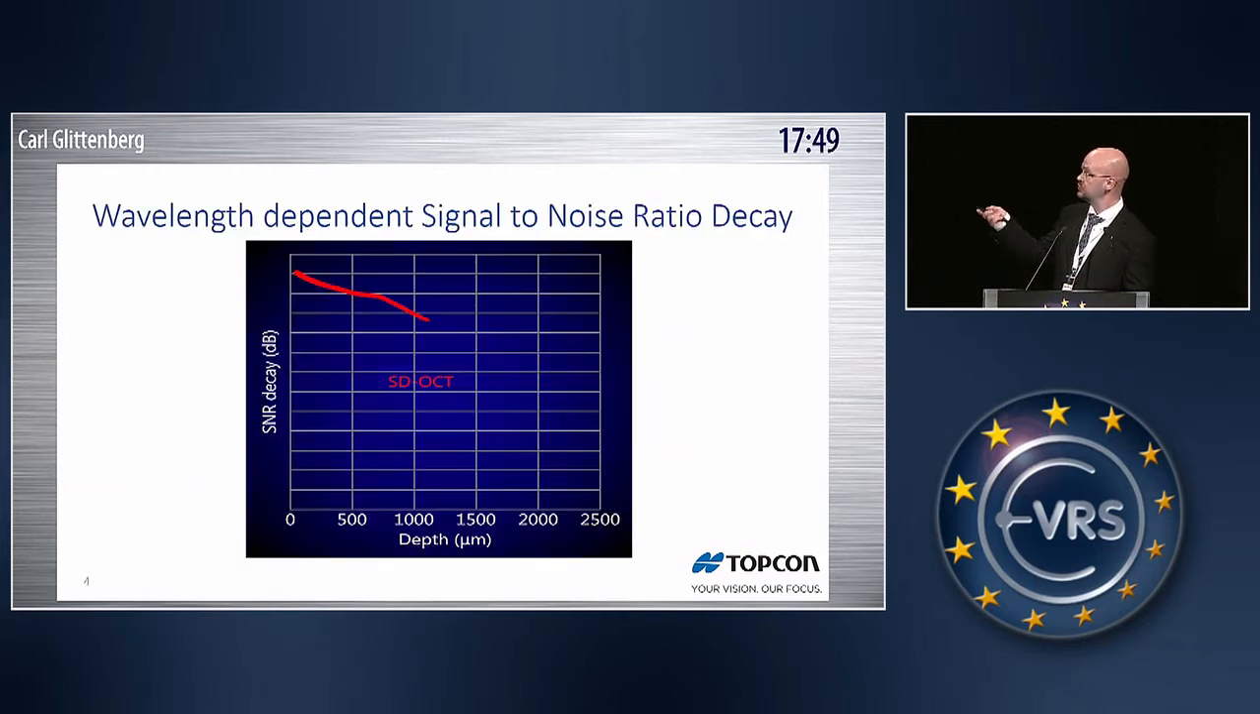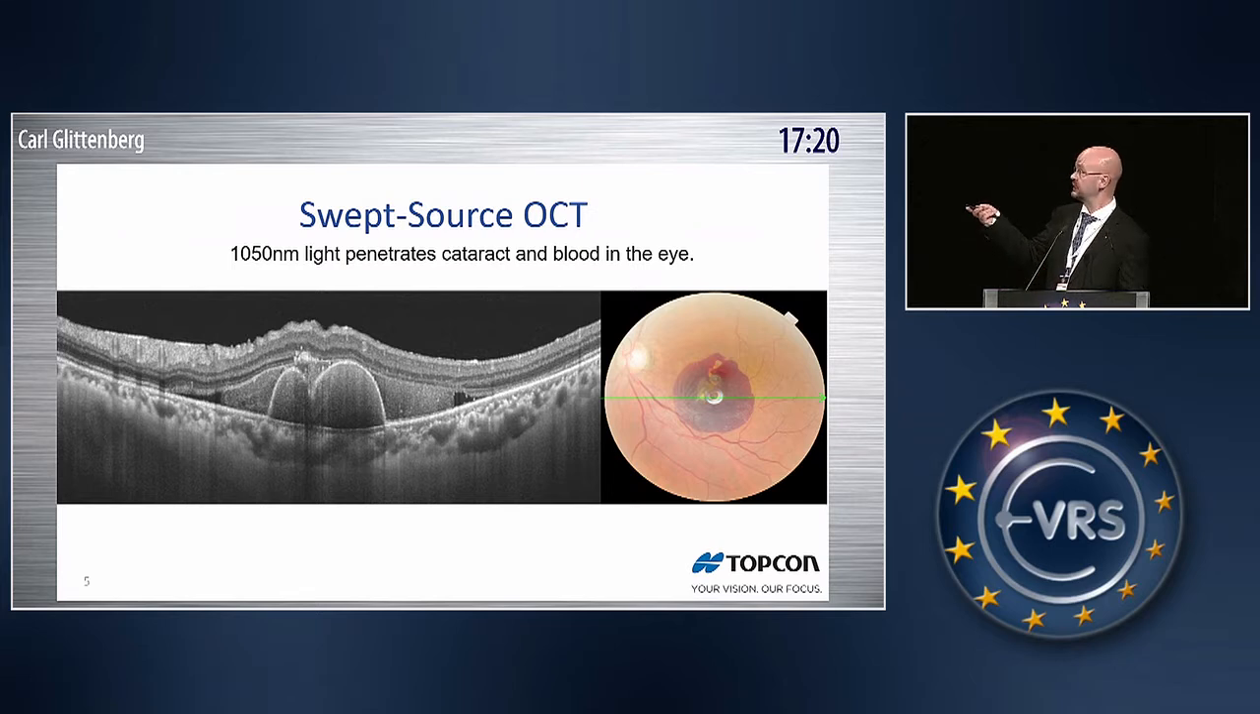Additionally, comparing the traditional 840 nanometer wavelength to the 1050 nanometer wavelength used in swept source OCT, there is much deeper penetration with 1050 nanometers because there is a lot less signal roll-off than at 840 nanometers. This means deeper penetration in cataract, in uveitis, and in hemorrhage, which you can, for example, see in this patient right here.